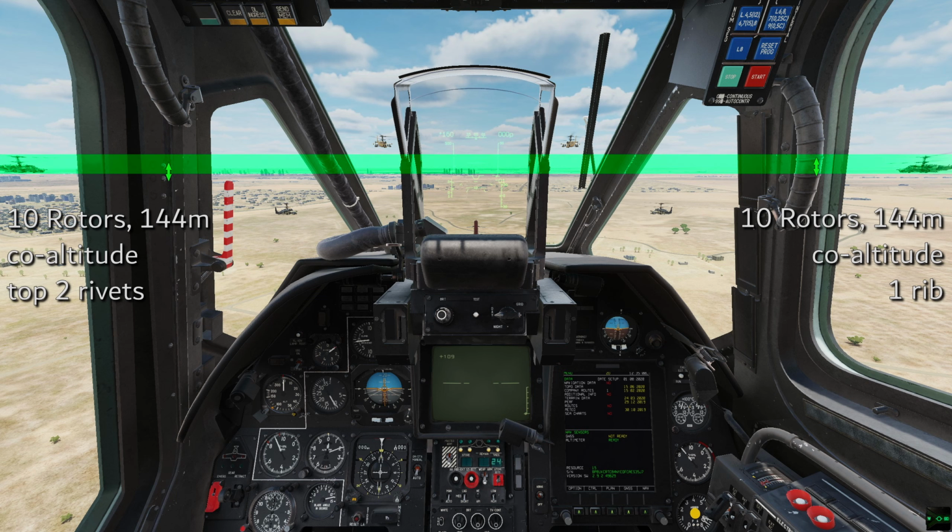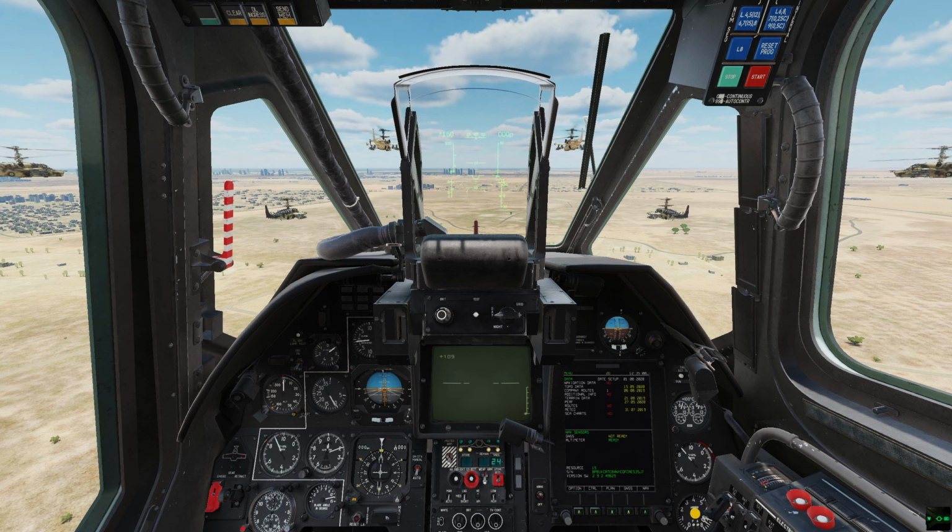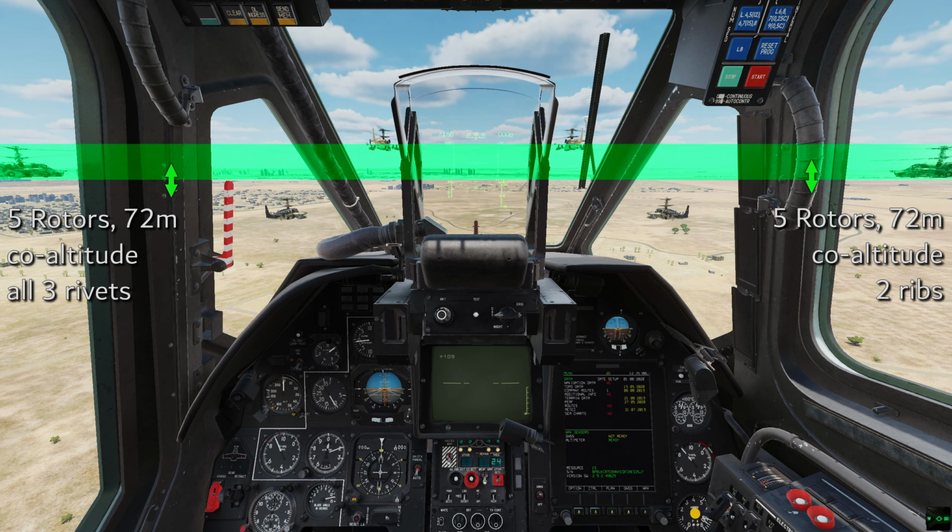To gauge the distance, if their fuselage and rotors is about as tall as these two rivets on the left, or this rib section on the right side grip, then you're about 10 rotor lengths, or 158 meters away mast to mast. 5 rotor lengths would be as tall as these 3 rivets. And if the fuselage alone, without the rotors, is all 3 of these rivets, then 2 rotor lengths.